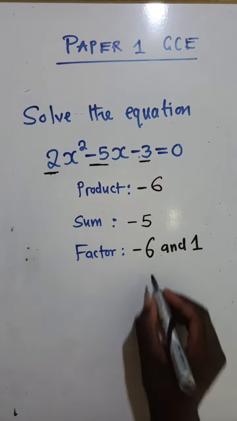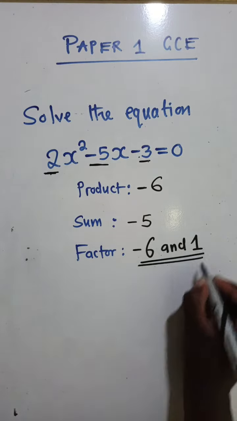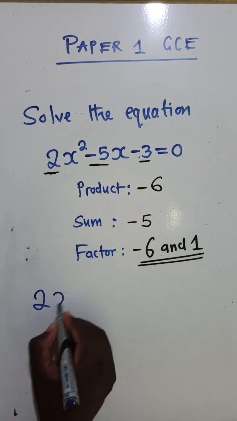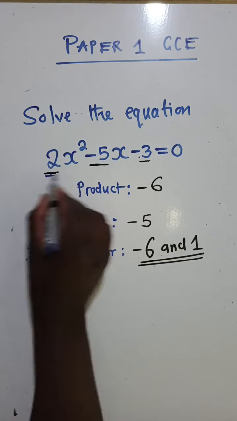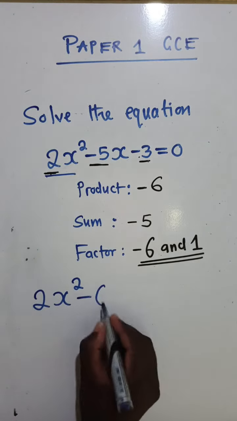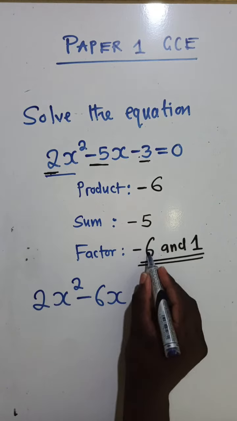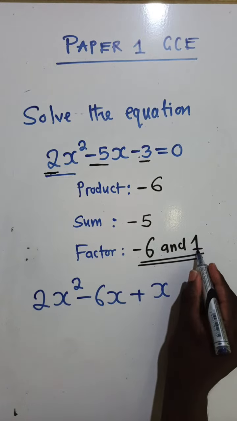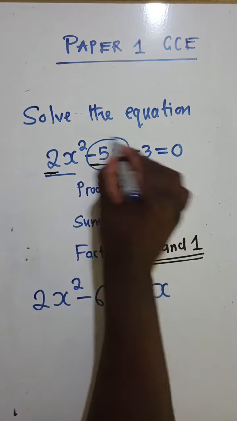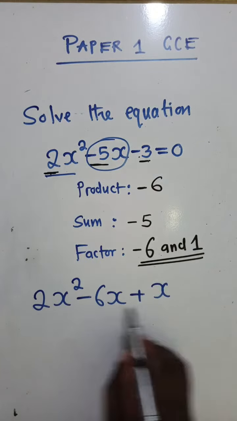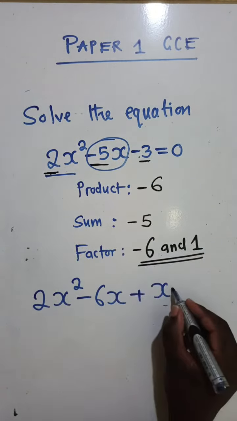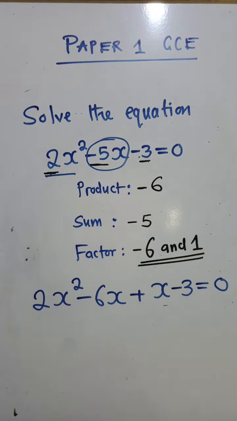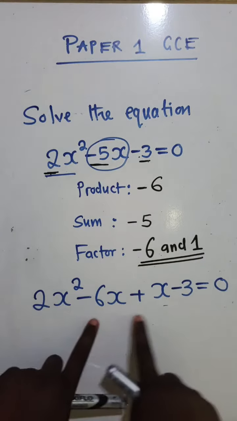So once you get this, this is what we need. The factors, we call them factors. So we're going to say 2x power 2, you maintain this term, and then you say minus 6x, this factor, and then plus x, 1x, this other one. So in place of this number here, we write these two right here. We come and get this other one. Minus 3 is equal to 0. You see? So this is what we've done.